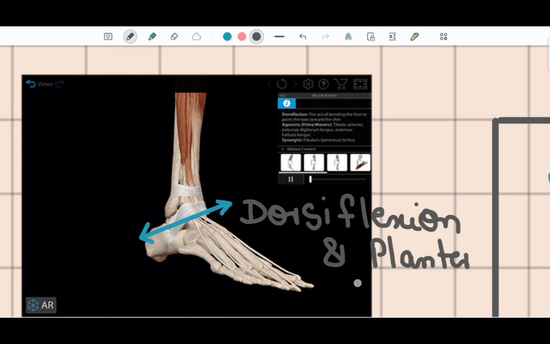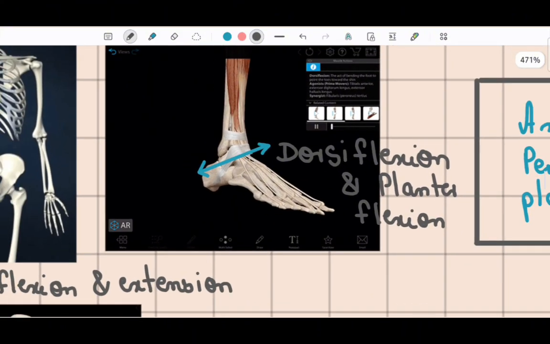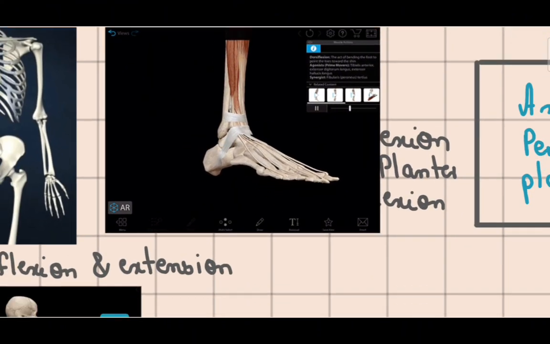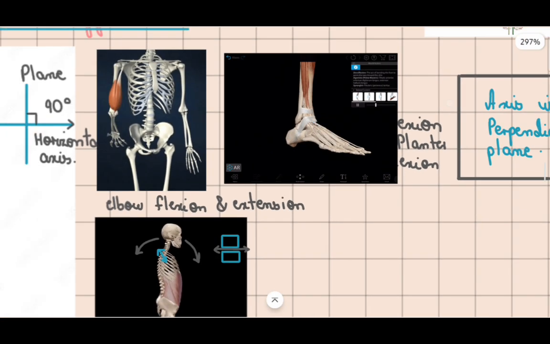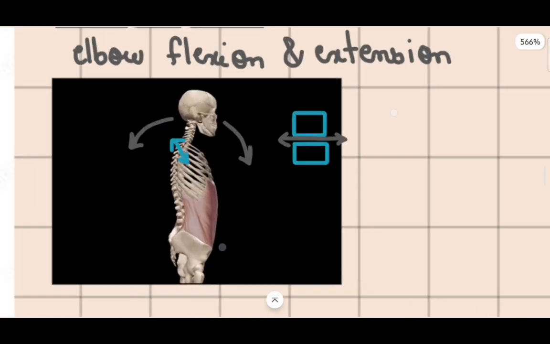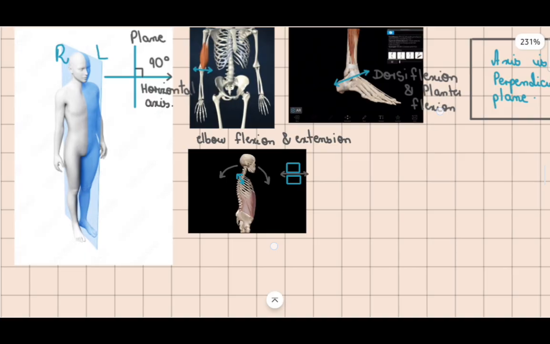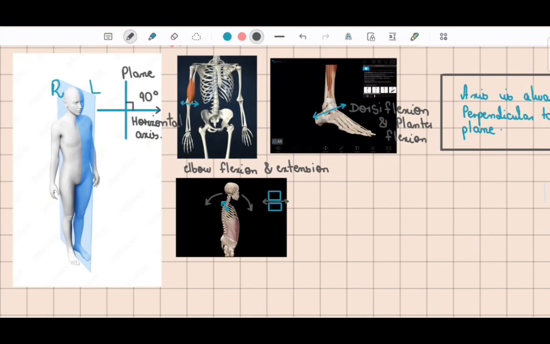Plantar flexion here. Okay, let me just tell you, this one is the dorsiflexion, in which we are going upward. And if we move it more downward, that will be your plantar flexion. Okay, and this was your spine flexion and the extension. So any movement that includes the flexion and the extension.